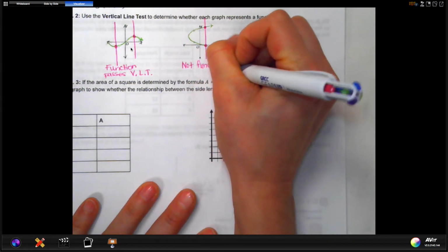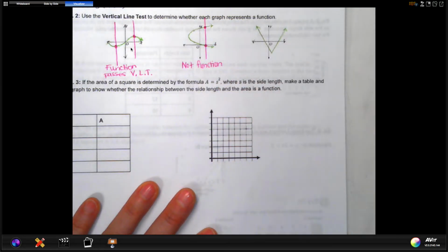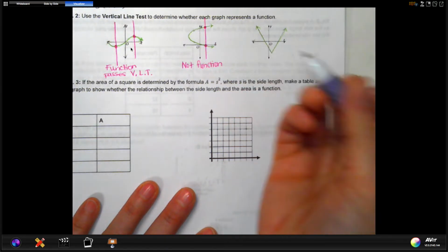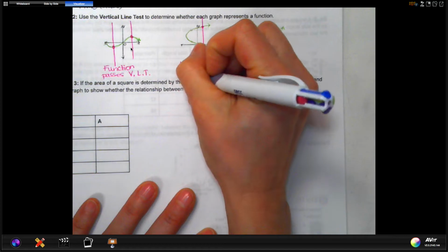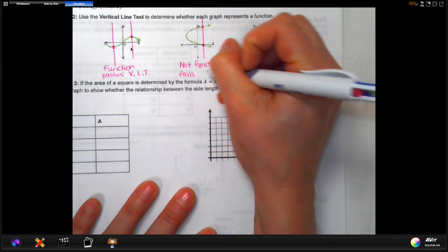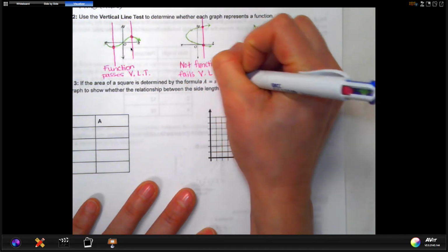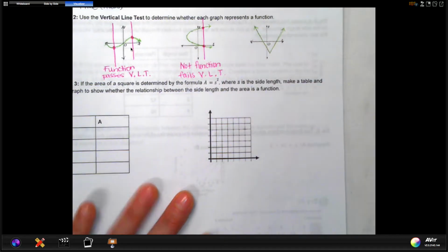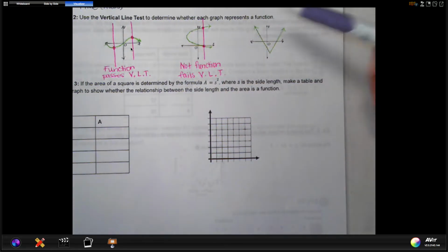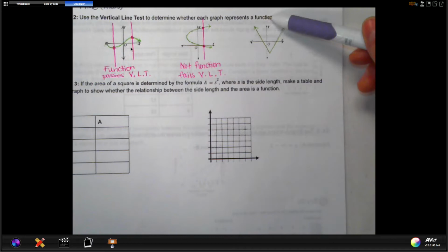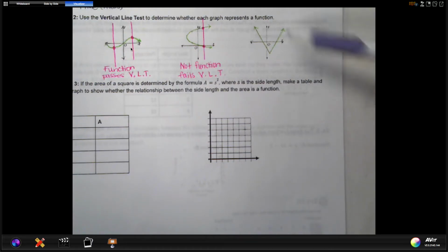Anytime it hits the graph in more than one spot on a vertical line, it fails the vertical line test, making it not a function. Okay, so look at the last one. What do you think? If I drop vertical lines on this, is there anywhere that there's going to be a place that it would hit more than one spot? You answer that one on your own.